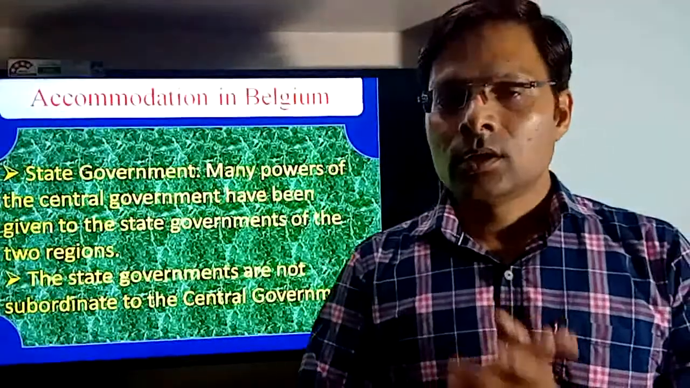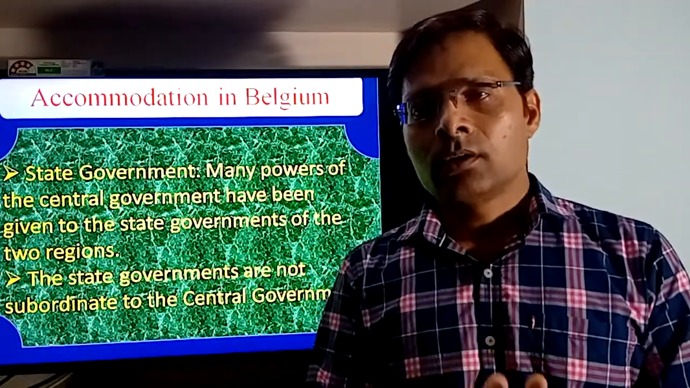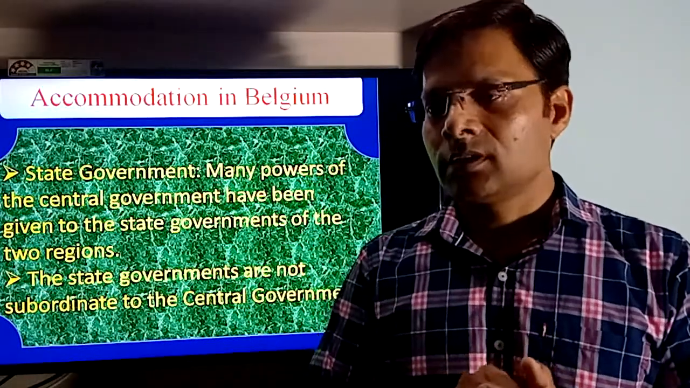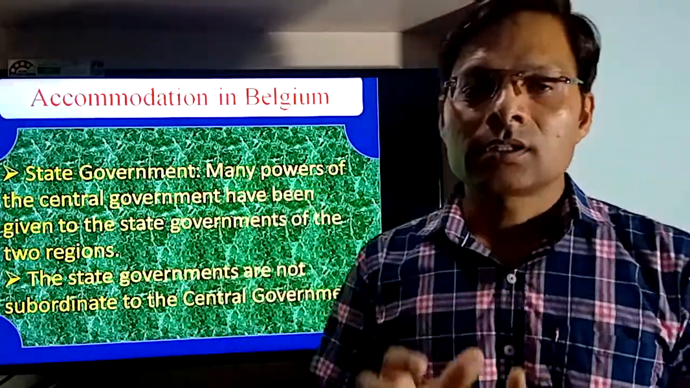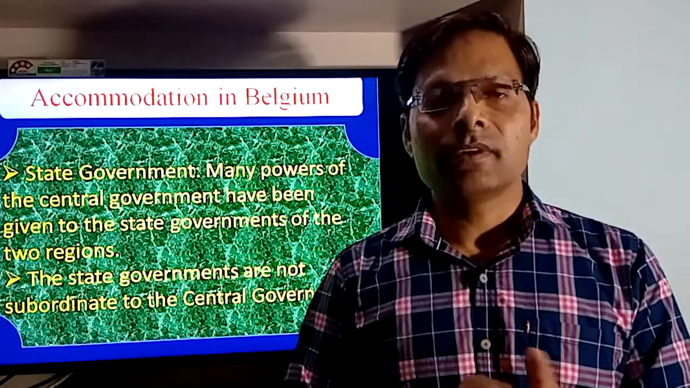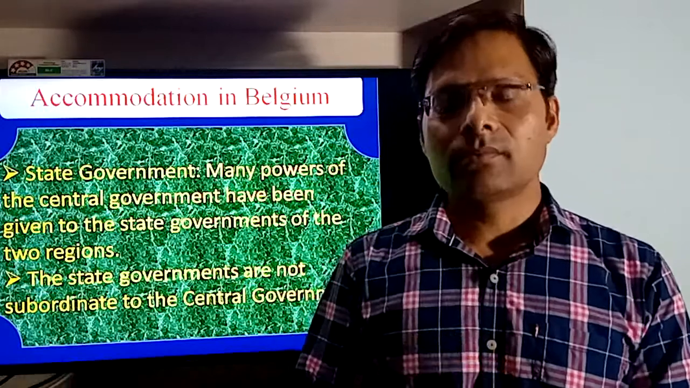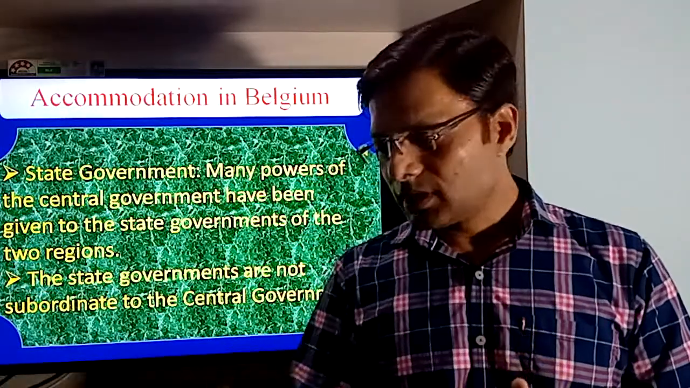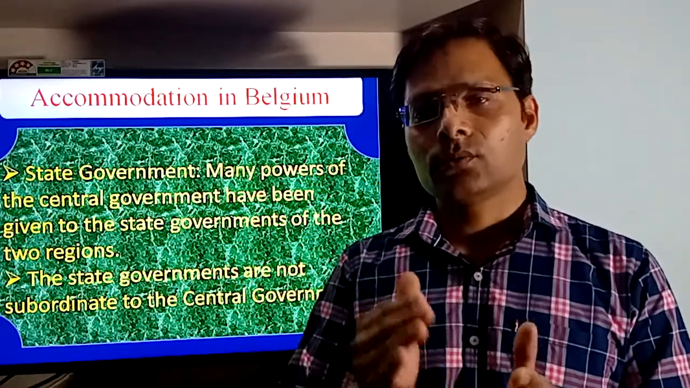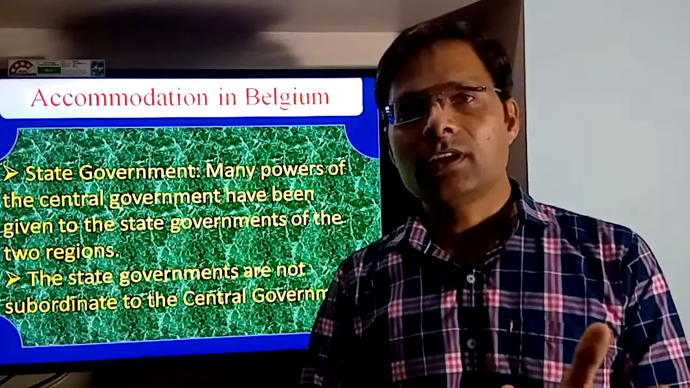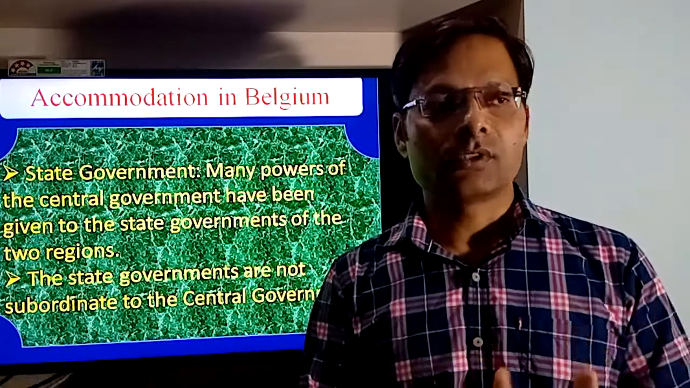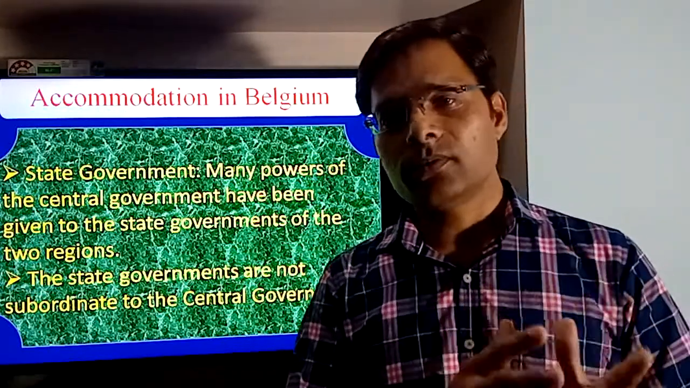The next level is the state government. The central government has given some power to the state government. One thing to notice here is that state governments are not subordinate to the central government. As in India, the state governments come under the central government. But here, in this governing system, the state government has not been kept in subordination to the central government. They have been given an independent position, meaning the state government can make rules and regulations on its own. They are totally free.